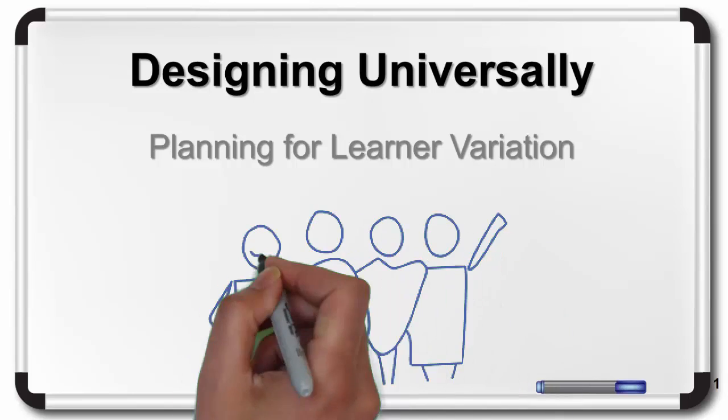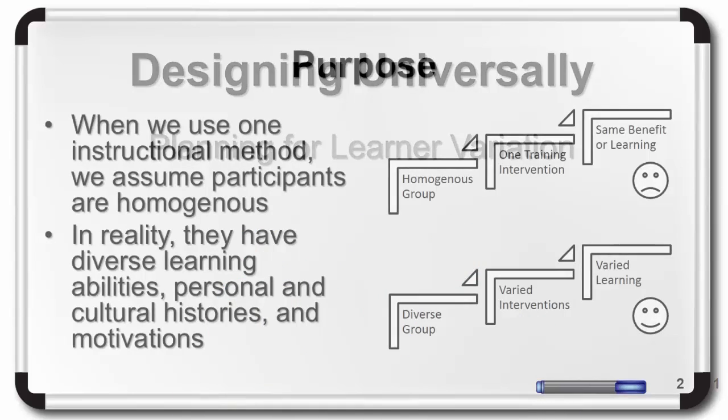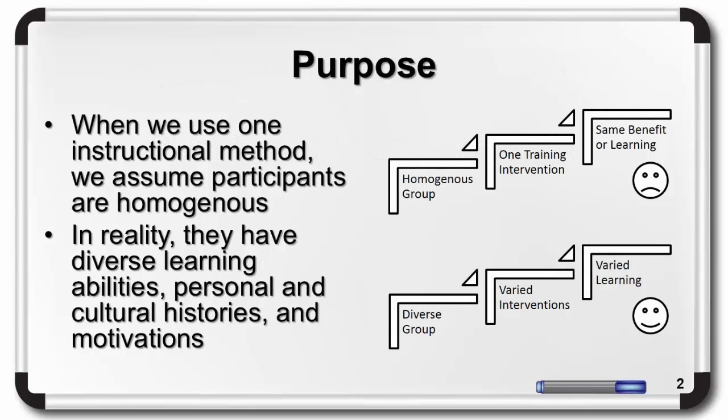Welcome to this lesson on Designing Universally, an introduction to planning for learner variation. So far, we've been learning how to develop training activities and interventions that can help participants demonstrate skills, concepts, and values that we identify as important. But if you think about it, this approach to design can easily make an untrue assumption.